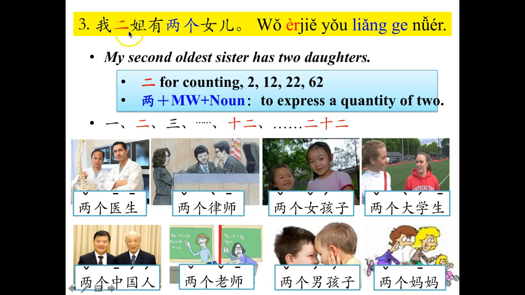Again, 我二姐 means your second older sister. 有两个女儿, she has 2 daughters. So you use 两个女儿. 个 is a measure word. Use 两 before the measure word. And 二 is for the ordinal number, second older sister.